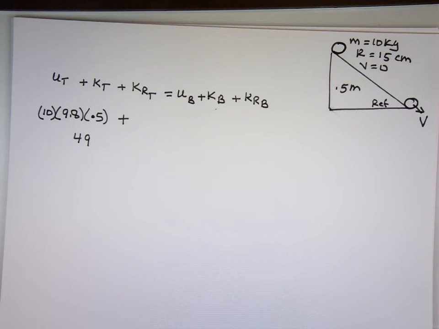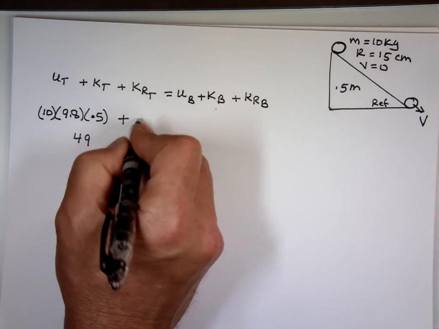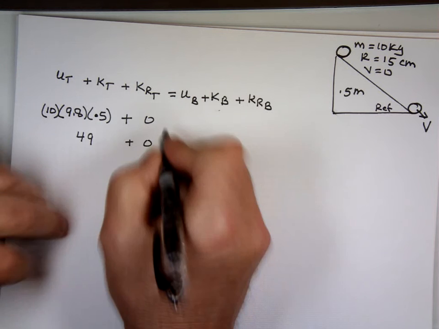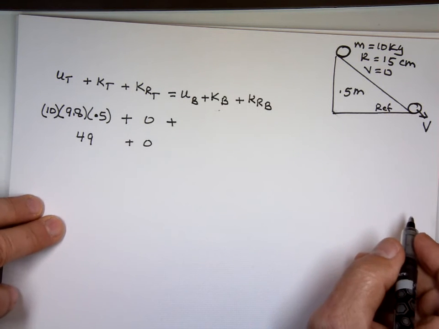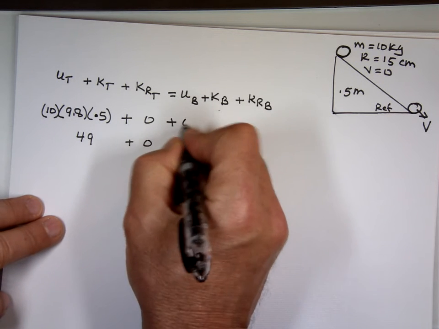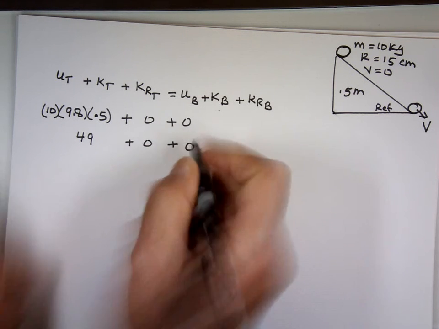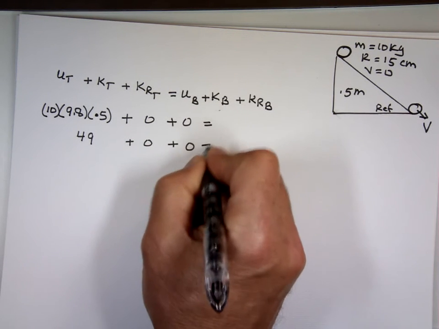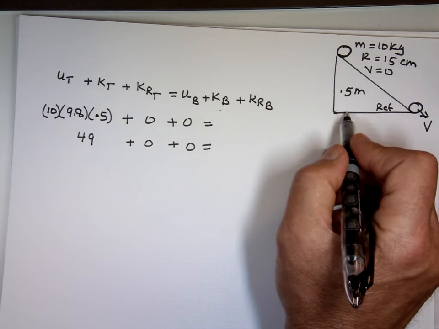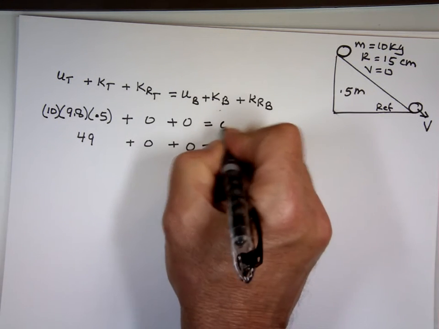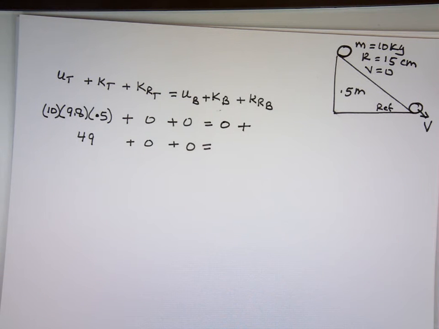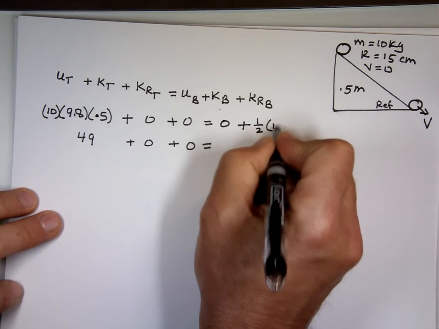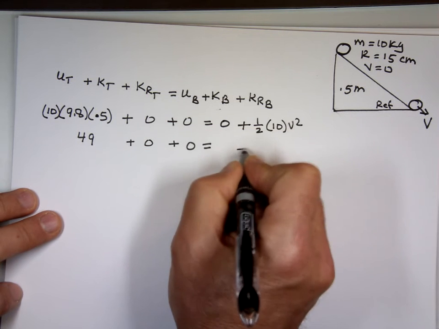The kinetic energy of the top is 0. It's not moving: 1/2 mv squared, v is 0. The rotational kinetic energy of the top is also 0. It's not spinning yet. When we get to the bottom, the potential energy of the bottom is 0. Why? The height is 0. The kinetic energy of the bottom is 1/2 the mass, which is 10, times v squared. That's 5v squared.